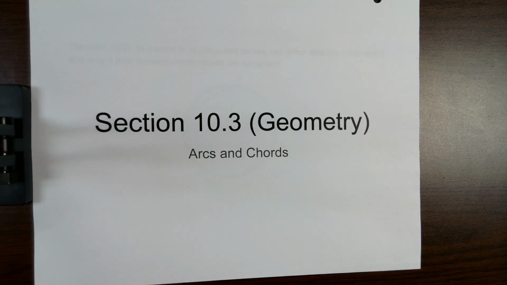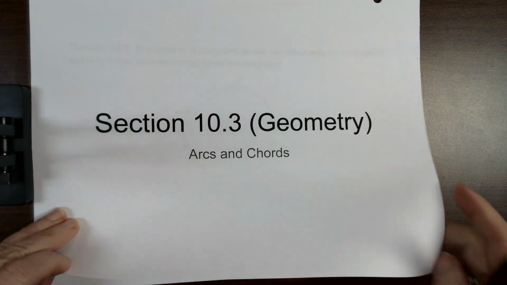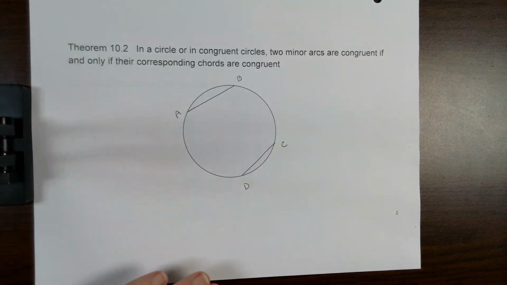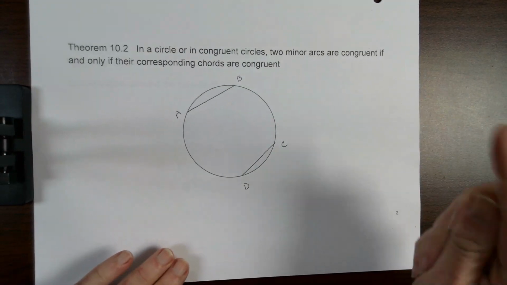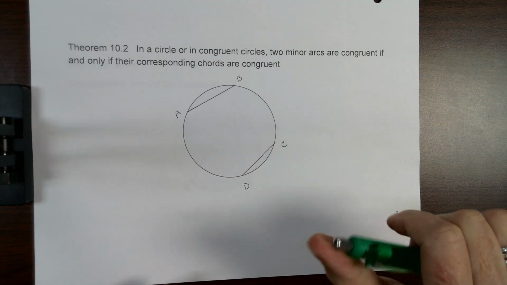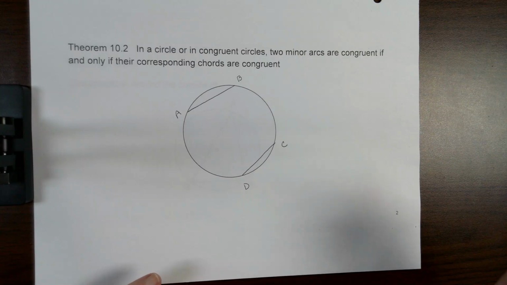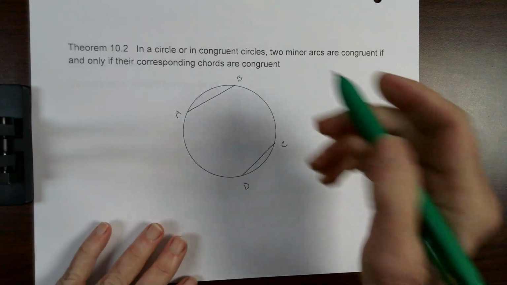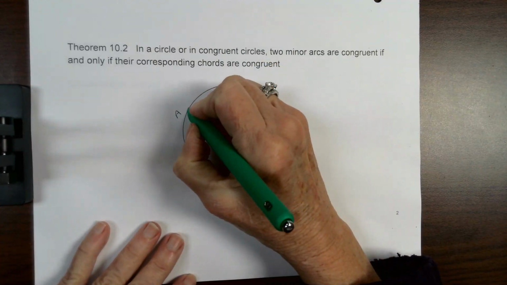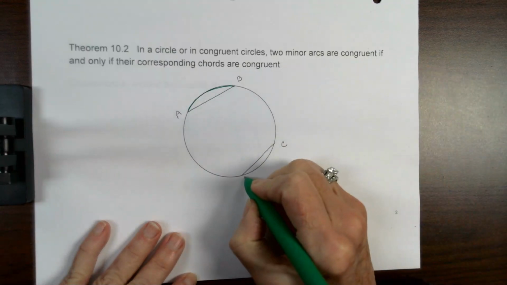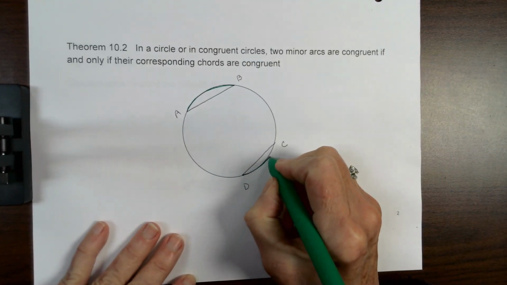Section 10.3 has to do with arcs and chords of a circle. There's several theorems in this particular section. Theorem 10.2 says in a circle or in congruent circles, two minor arcs are congruent if and only if their corresponding chords are congruent. So in other words, here's a minor arc AB, and here's a minor arc DC.